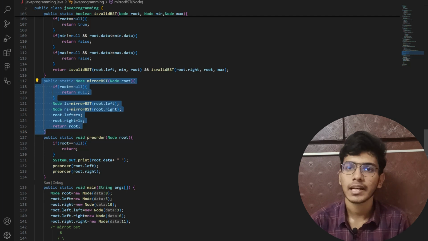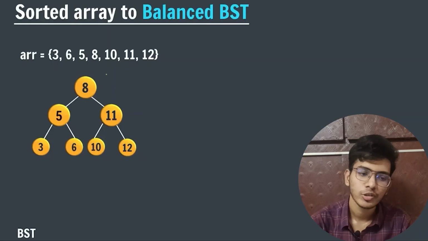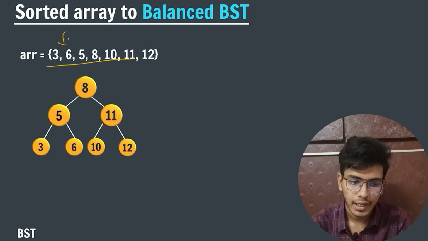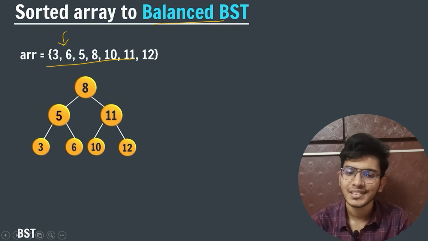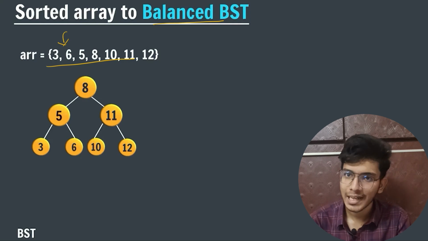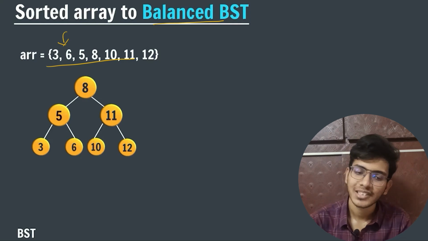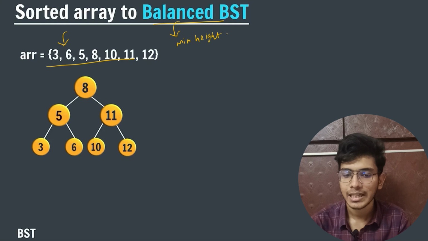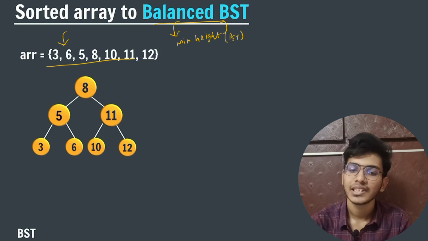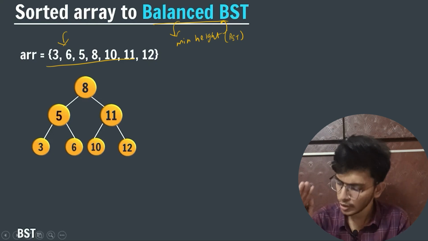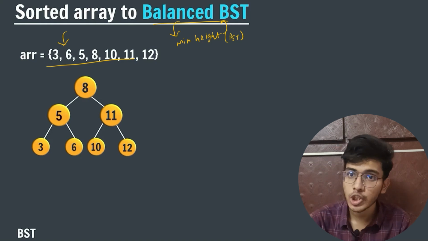Now let us talk about another interesting question. In this question, the user will give us a sorted array, and we need to create a balanced BST out of it. I think this is the first time we are hearing the term balanced BST. A balanced BST is a BST which has minimum height. Balanced BSTs are very important when you go into competitive coding; you have to create a balanced BST.